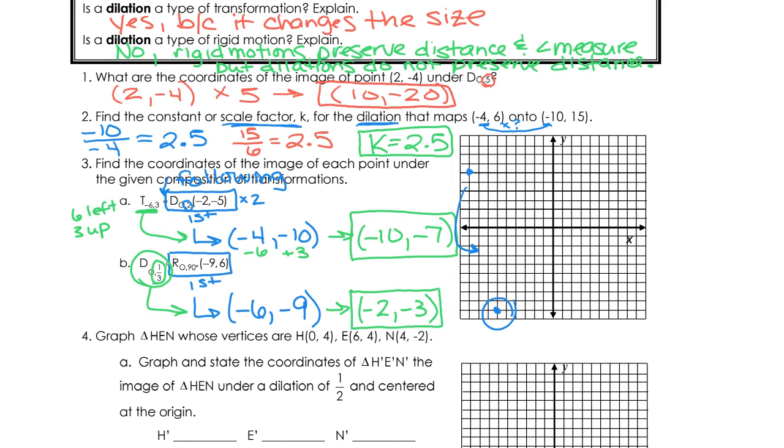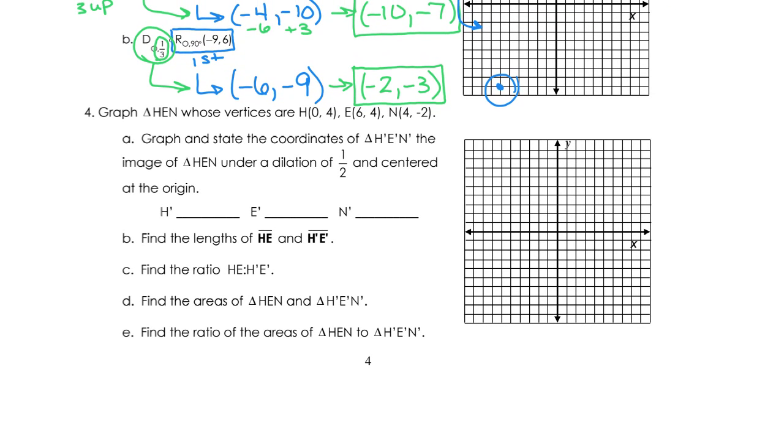Okay, let's take a look at number 4. Number 4, this one does say graph. Okay, so we're going to go ahead and graph triangle HEN, who's at 0, 4, 6, 4, and 4, -2. All right, part A says graph and state the coordinates of triangle H prime, E prime, N prime, the image of triangle HEN under a dilation of a half centered at the origin.